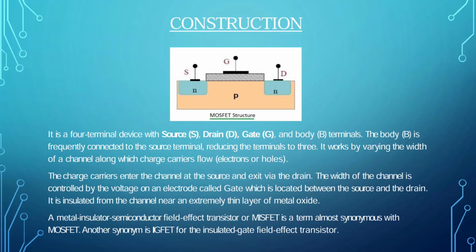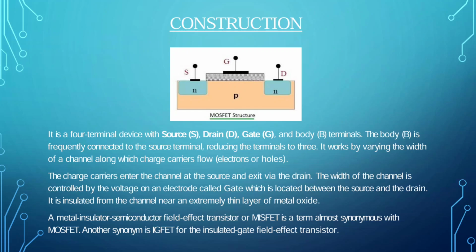Next, we have the construction of MOSFET. It is a 4-terminal device with source, drain, gate and body terminals. The body is frequently connected to the source terminal, reducing the terminals to 3. It works by varying the width of the channel along which charge carriers flow. The charge carriers enter the channel at the source and exit via the drain. The width of the channel is controlled by the voltage on an electrode called the gate, which is located between the source and the drain. It is insulated from the channel by an extremely thin layer of metal oxide.